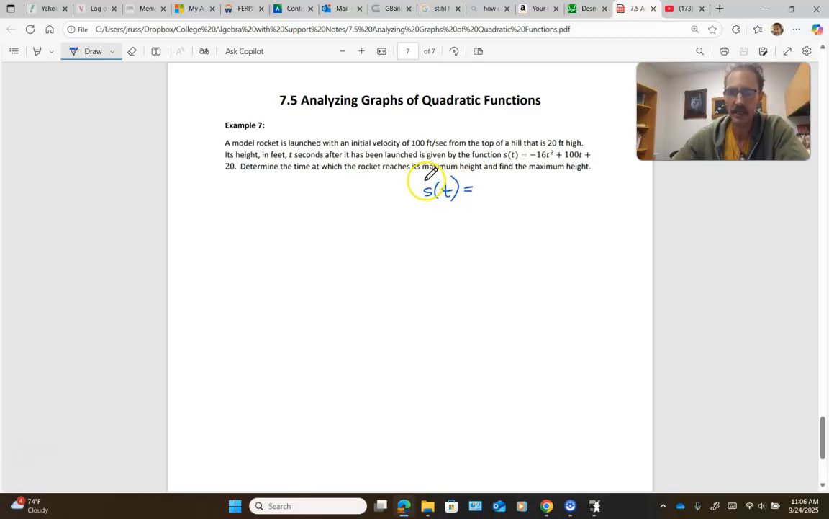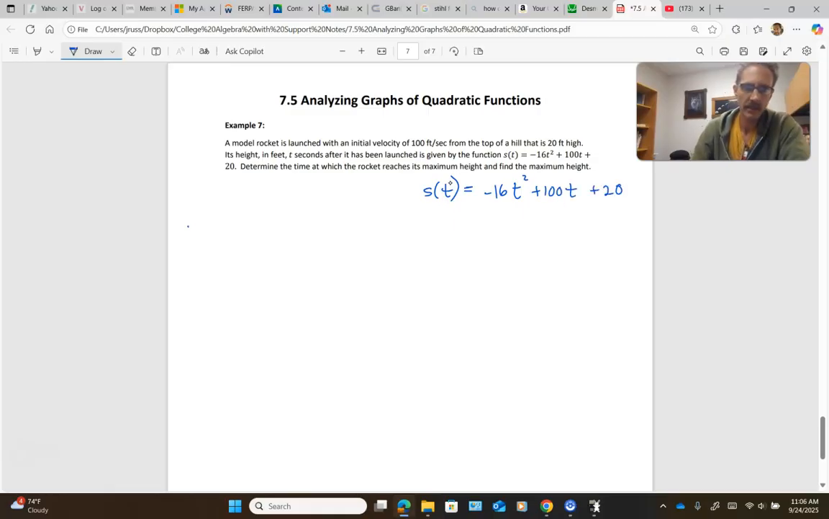So S represents the height. You could also have used an H if you wanted, H of t. And the function itself is negative 16t squared plus 100t plus 20.